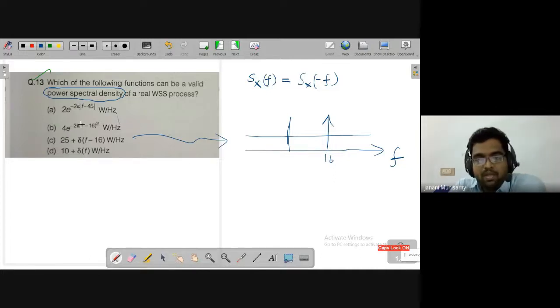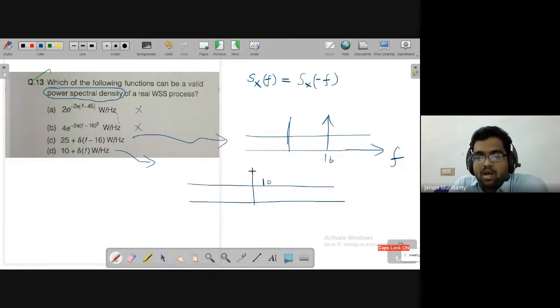Similarly, if you apply minus f instead of f, definitely this is also not an even function. So only this one will satisfy the even function property. They have a constant value of 10, and also one impulse exactly at the y-axis. So this diagram will satisfy the concept of an even function. So option D only satisfies the power spectral density property. So D is the answer.